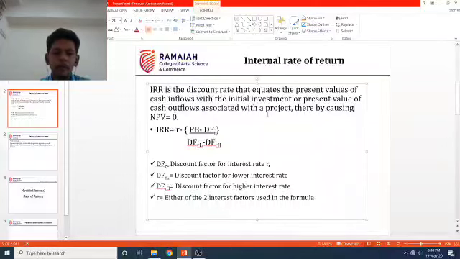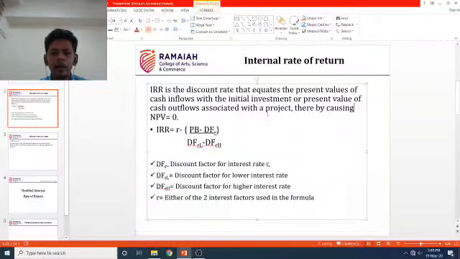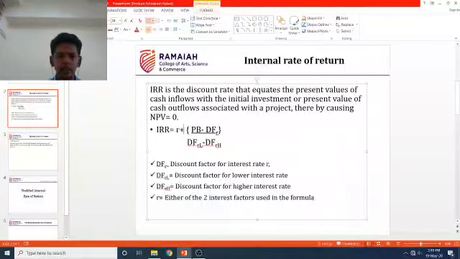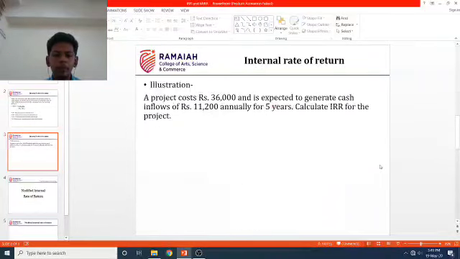We have a formula, you can note it down: IRR = LR + (PV - DFR) divided by (DFRL - DFRH). You can learn this formula by heart, or I'll teach you how to remember it. You can make it plus or minus, anything is fine, and I'll tell you why it is fine. So we'll start with the problem.